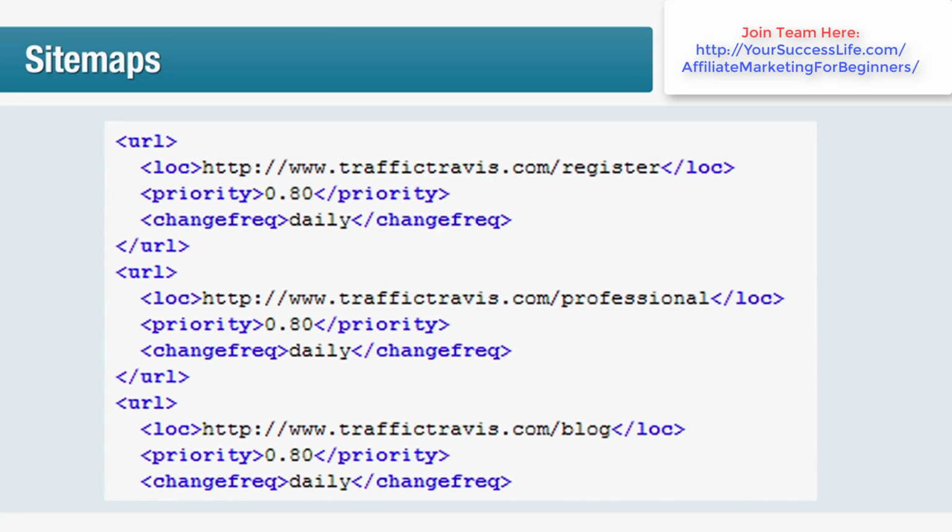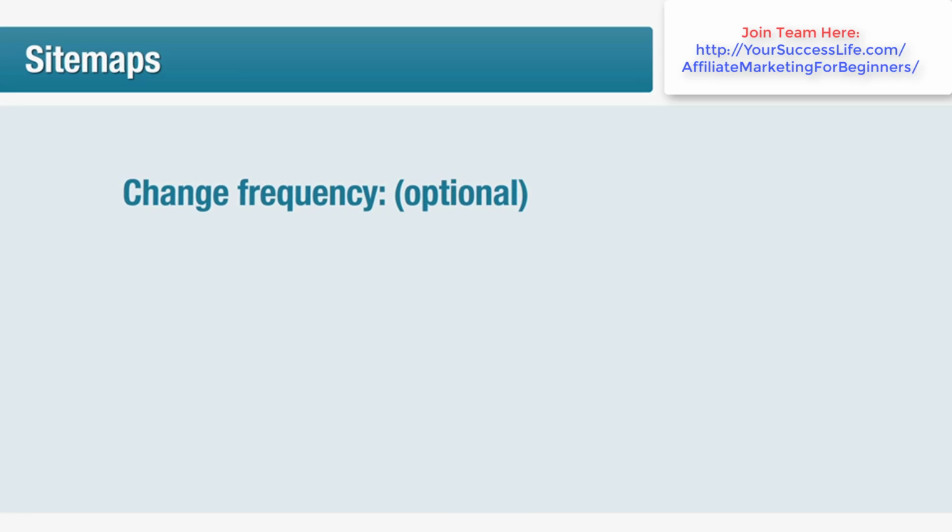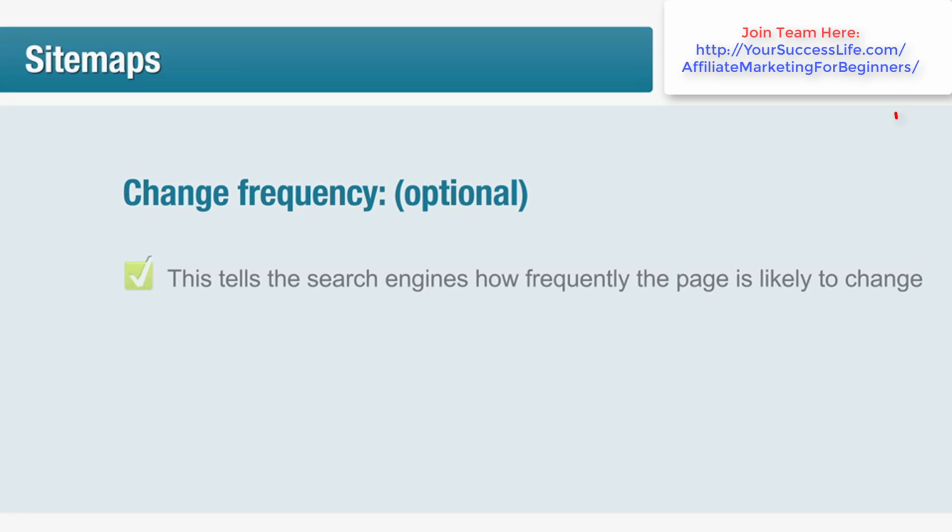The second type of sitemap you should be familiar with is commonly called a Google sitemap, even though it's used by Google, Yahoo and MSN. It looks kind of like this. It's not really human-friendly unless you like reading XML, but it contains a lot more information for the search engines than the traditional sitemap, such as change frequency. This tells the search engines how frequently the page is likely to change.